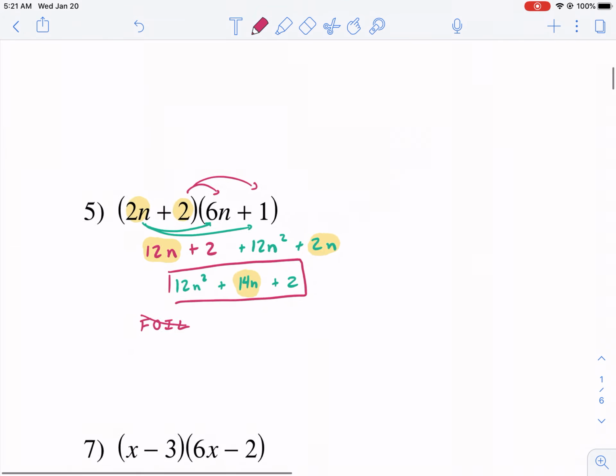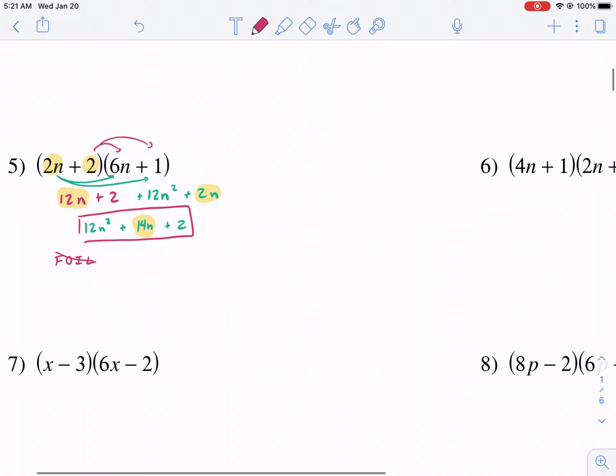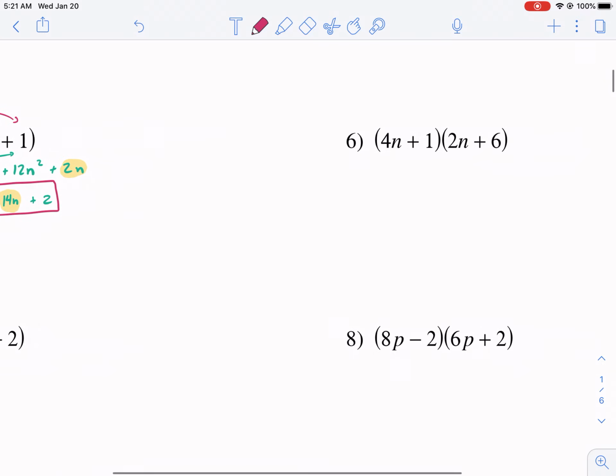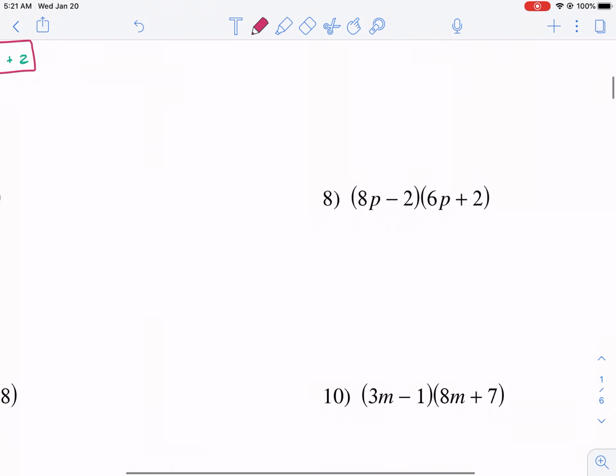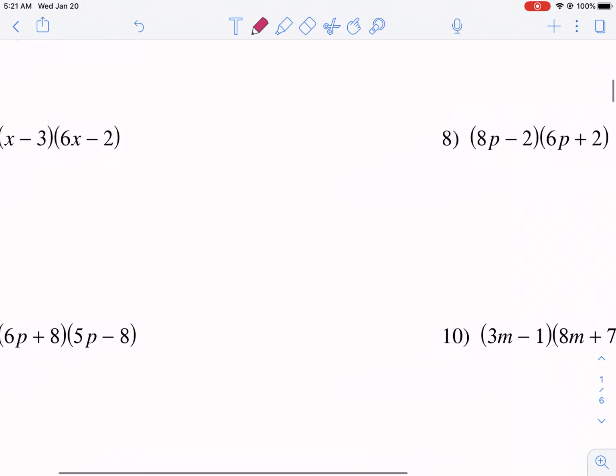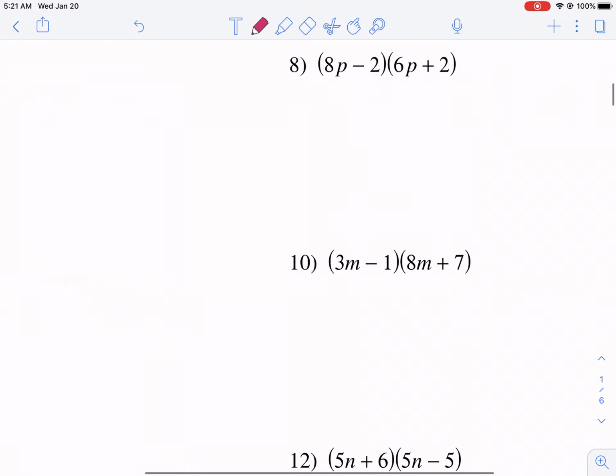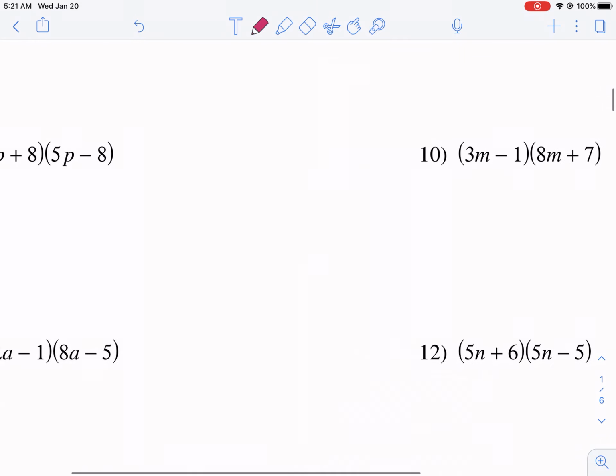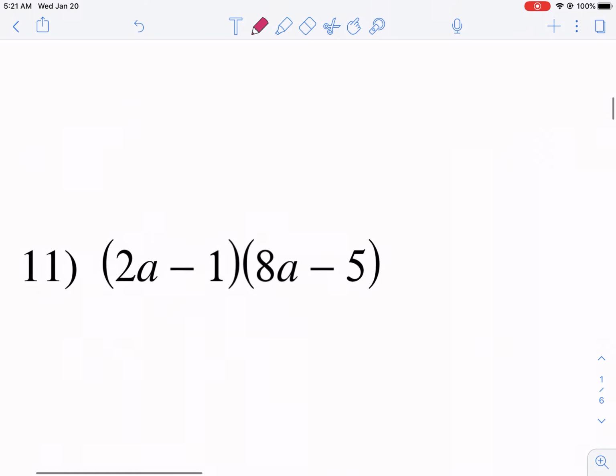That's how I prefer to do it. I'll have another video on this too to show that process, but I think it's much quicker this way. All right, so let's go ahead and get to some tougher examples. Okay, let's start with 11, I guess.